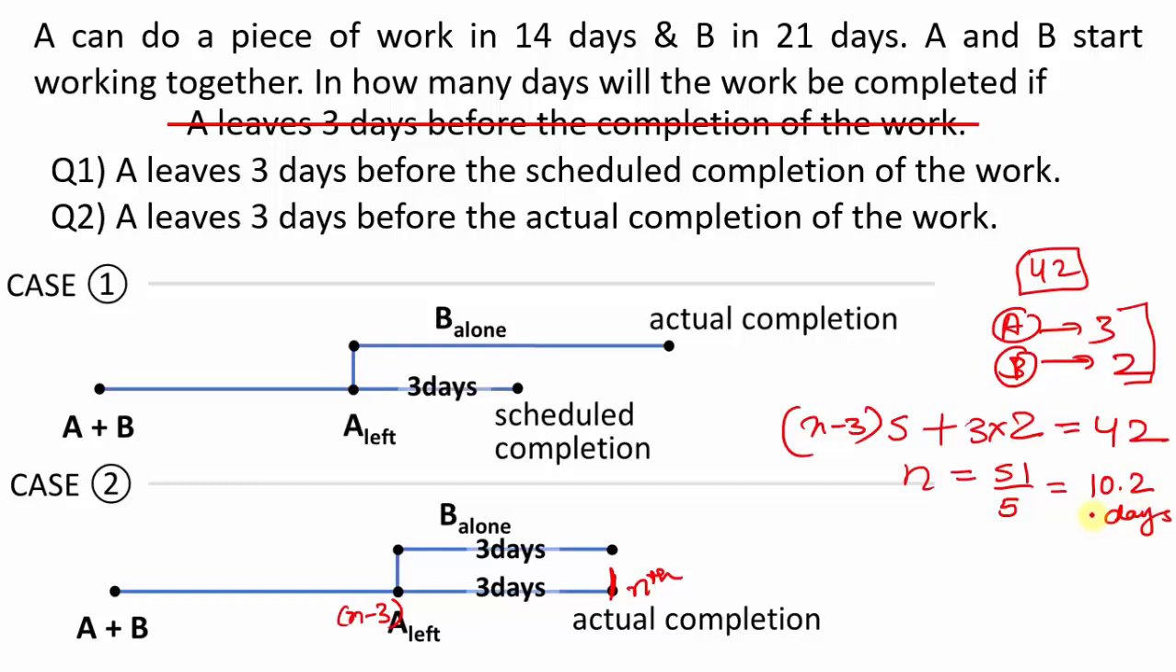This is how we solve questions when different people work for different durations. If only this statement was mentioned in the question, that A leaves 3 days before the completion, then the question would be incomplete.